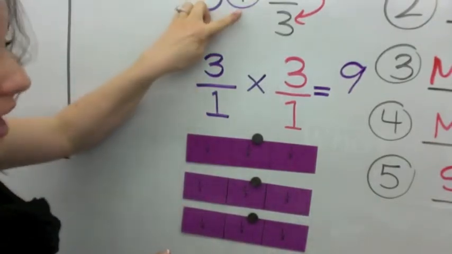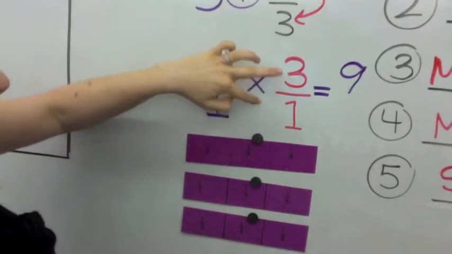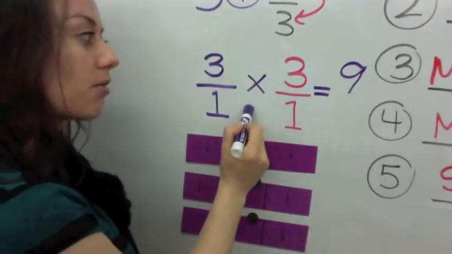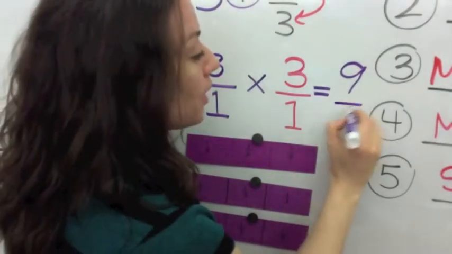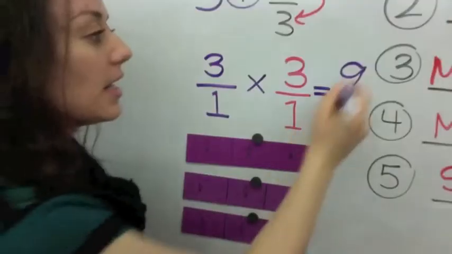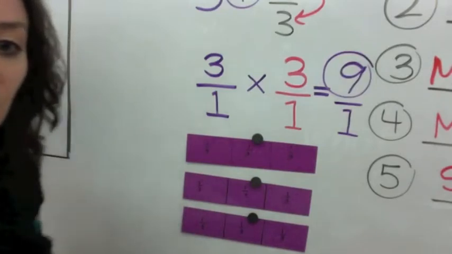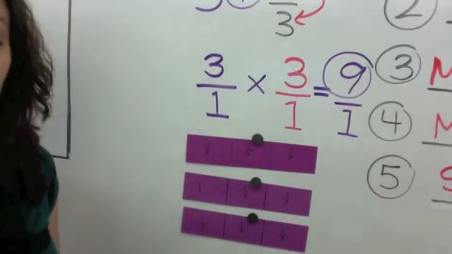And that is why, when you divide fractions, you're actually just going to flip the second fraction and multiply across. 3 times 3 is 9. And if you want to write 9 over 1, you can. But 9 over 1 is the same as 9. Go ahead and get that down.